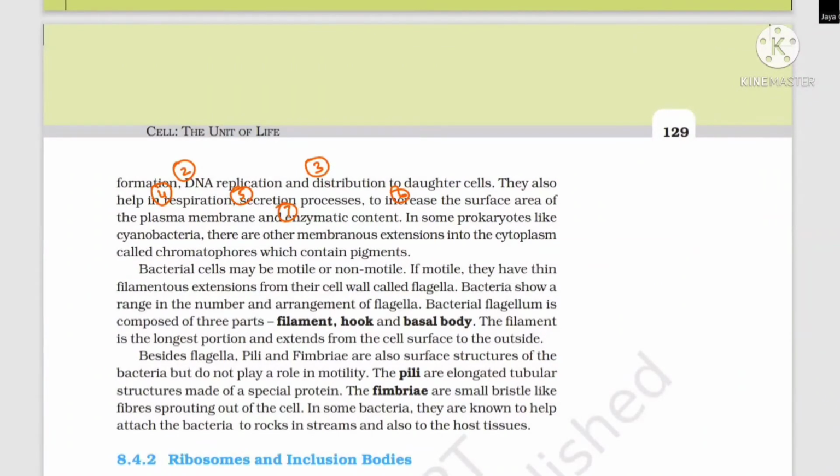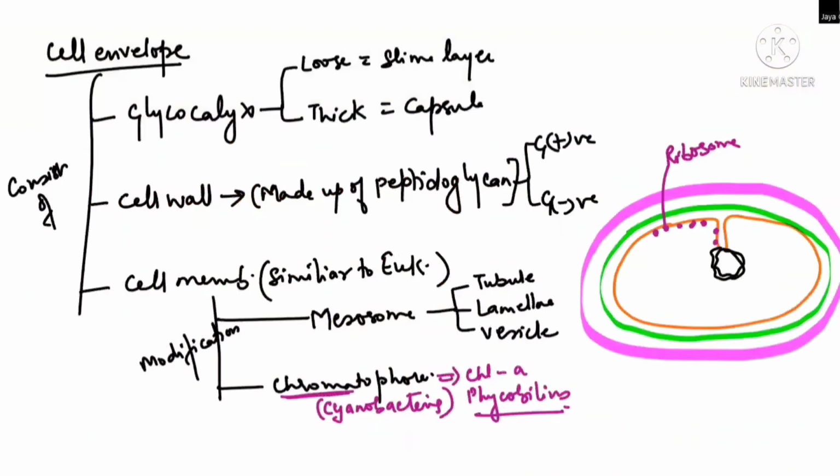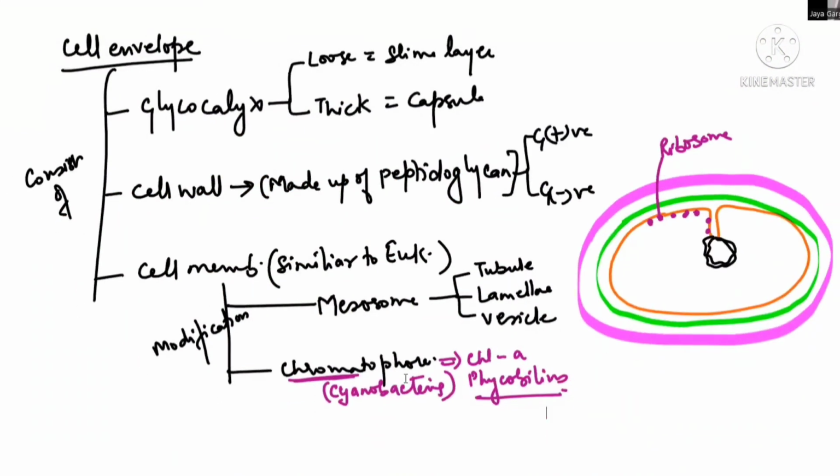Please note down. In some prokaryotes like cyanobacteria, there is another membranous extension known as chromatophore, which contains pigment. So I think the cell envelope and its modifications are clear. Now see the bacterial flagella. See the diagram better. On this you are finding some structures also attached. See, this is your membranous structure.